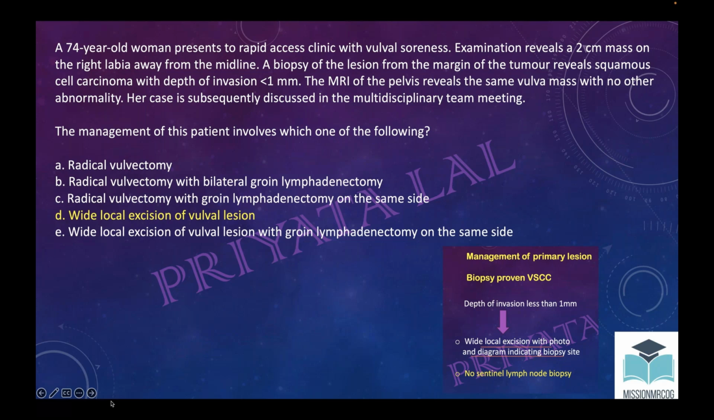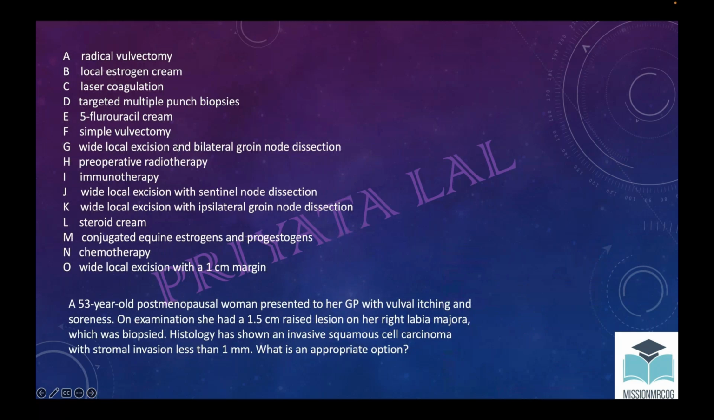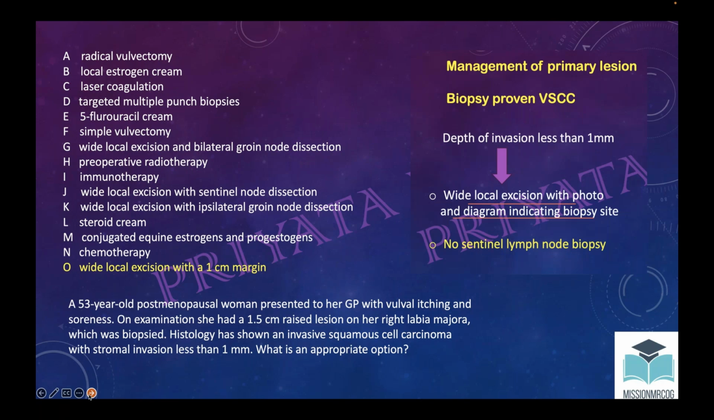Okay, so a 53-year-old woman presented to the GP with itching and soreness. On examination, there is a 1.5 centimeter lesion on the right labia. Histology shows squamous cell carcinoma, stromal invasion less than 1 mm. What should be done? Wide local excision, ma'am, with a 1 centimeter margin.